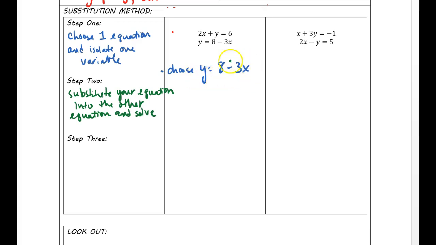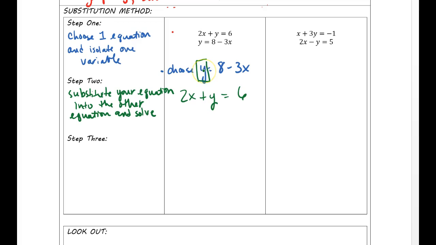This is what I just chose, right? Now the equation is y equals 8 minus 3x. I'm supposed to somehow substitute this into the other equation. Well, the other equation is 2x plus y equals 6. And what the substitution's going to be is the letter that you got by itself. That's what you're going to substitute. So in this equation, notice how the y is by itself.